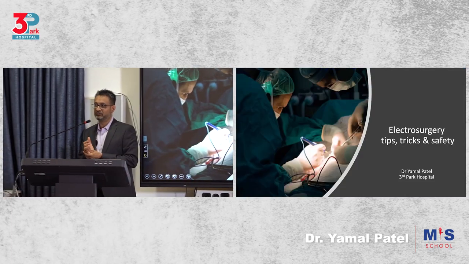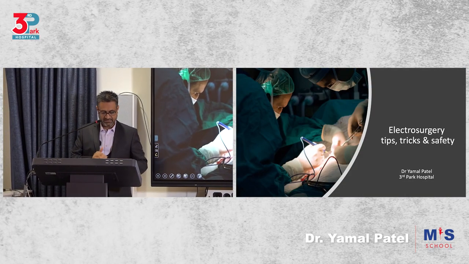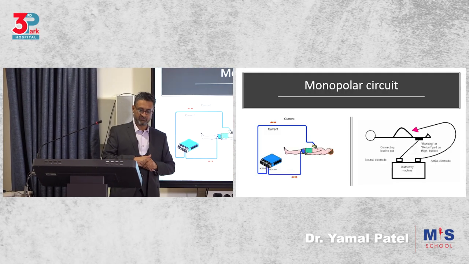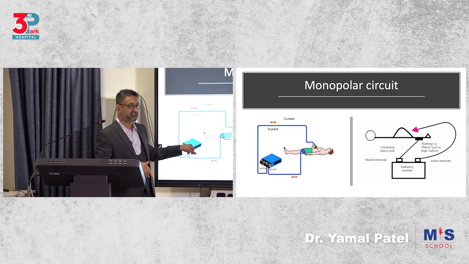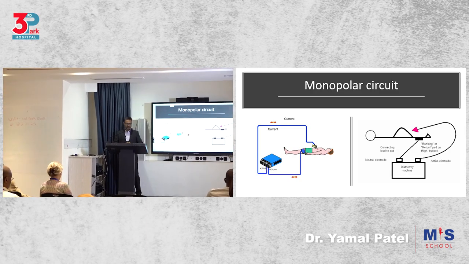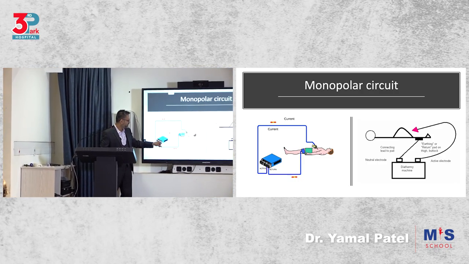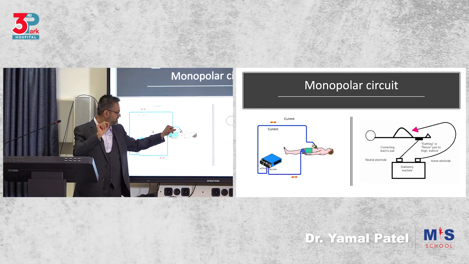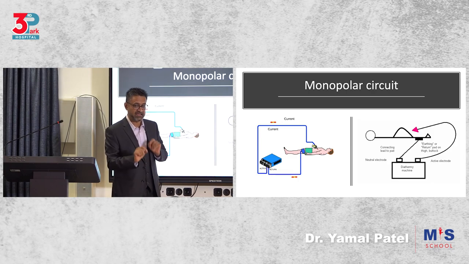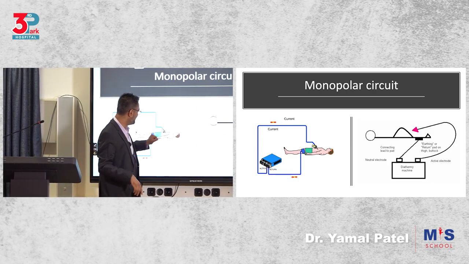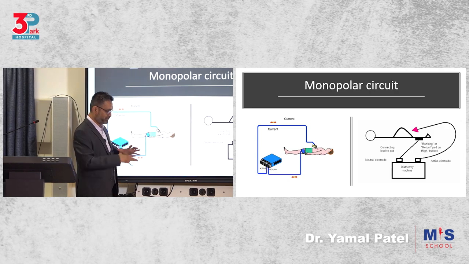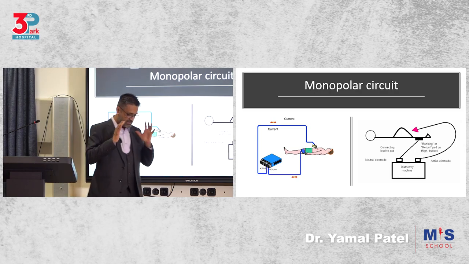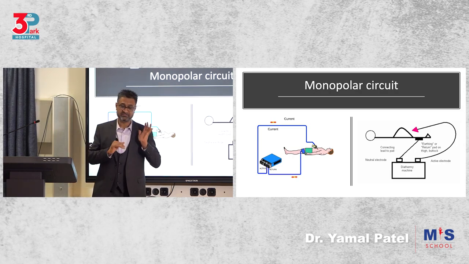The next one is electrosurgery tips and tricks. Very important. This is a monopolar circuit. So where you have the electrosurgical unit, the energy goes out through a small fine entry to the patient, where you want the electrical energy converted to heat energy and you'll get a burn. And then out through this broad return plate, the dispersive electrode, that takes it back and returns it to the unit. So if the circuit is complete, the machine will work.